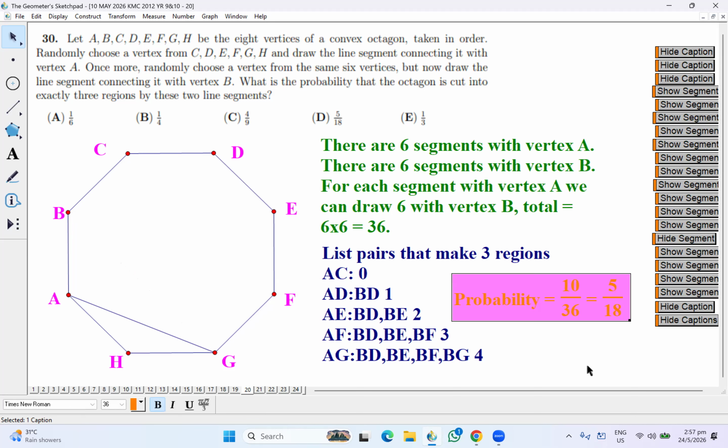So probability 10 out of 36. 0, 1, 2, 3, 4, 10. 10 ways to get 3 region. So 5/18 answer.